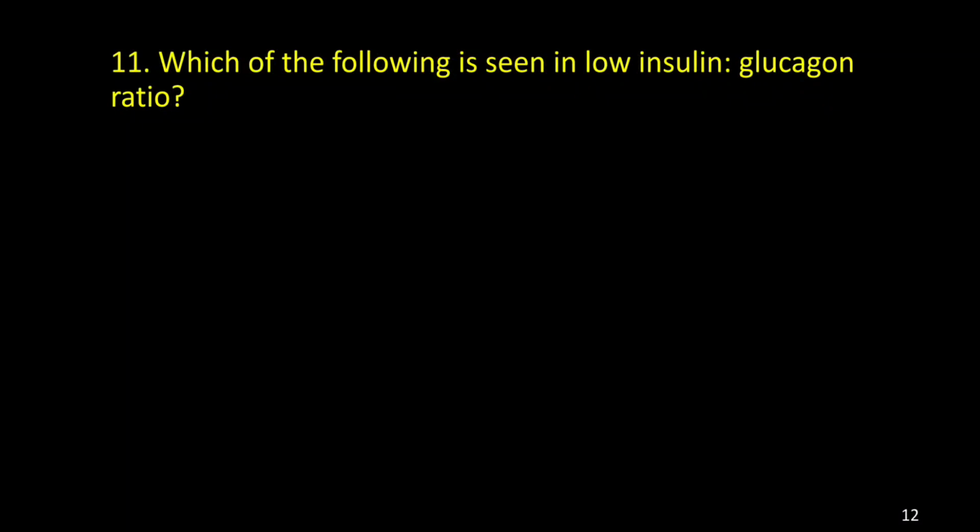Hello friends, in continuation of Recall NEET PG 2023 Biochemistry MCQ, we are going to discuss 10 more MCQs. So first MCQ: which of the following is seen in low insulin glucagon ratio?